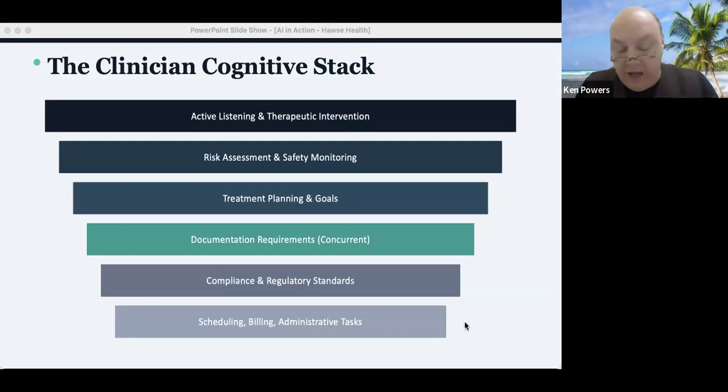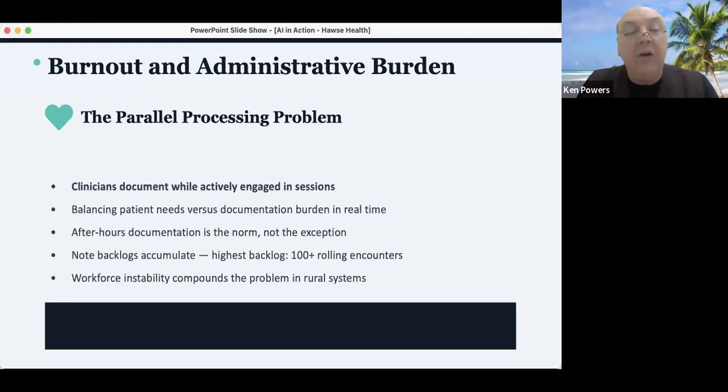If we go to the next slide, we see what's going on here is a parallel process. So clinicians document while they're actively engaged in the session, and they're trying to balance the patient needs versus the documentation burden, and they're doing that in real time. So that often results in after hours documentation. That becomes the norm, not the exception.